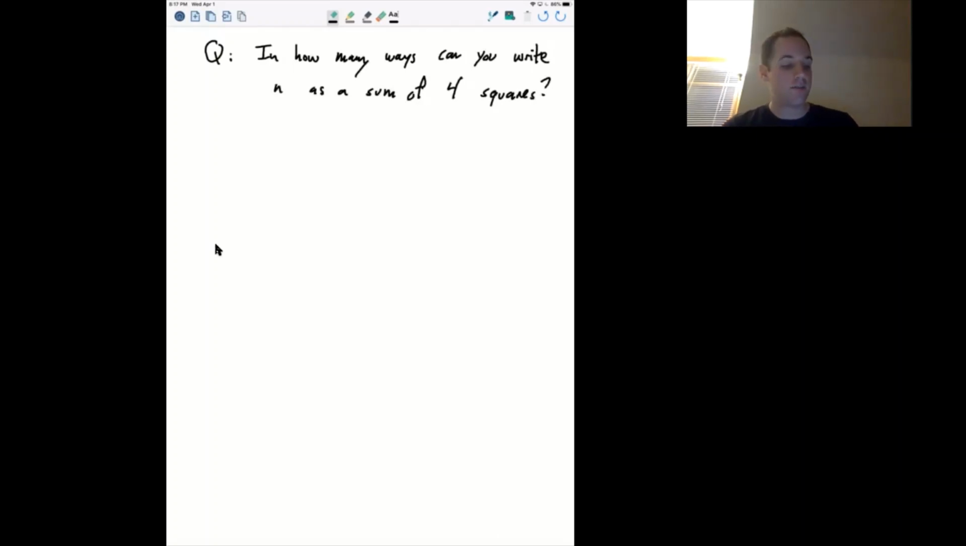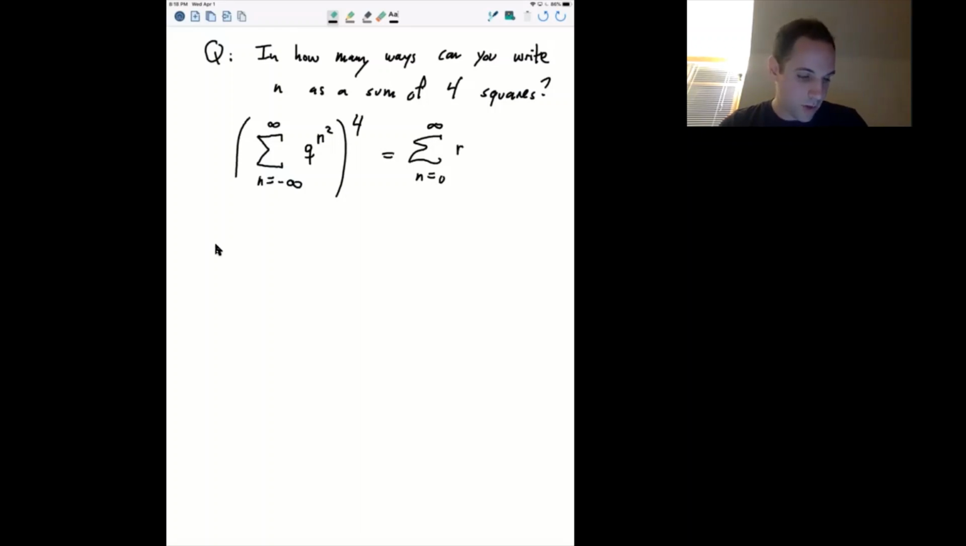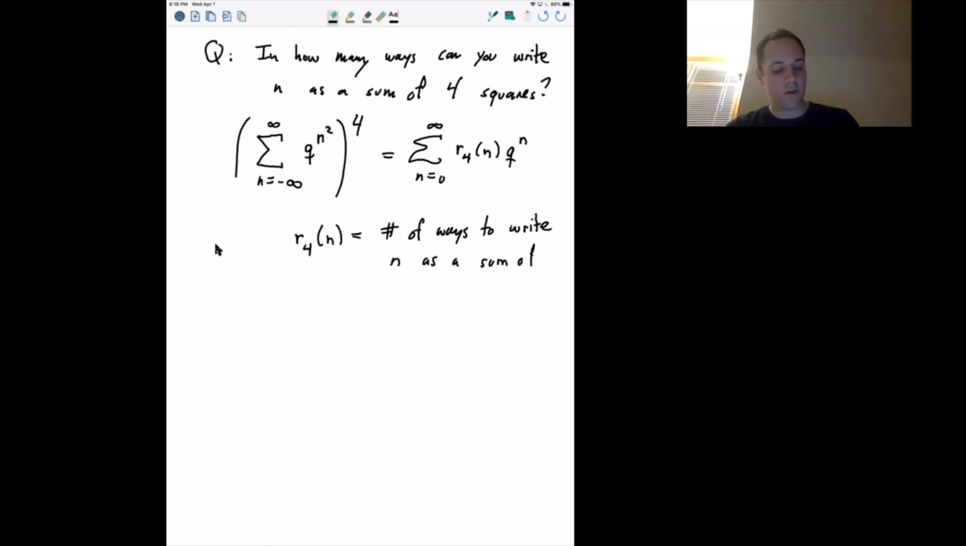Okay, and to answer that question, you use what's called a generating function, which is a trick from combinatorics. So you consider the following power series. The sum from m equals minus infinity to infinity of q to the m squared. Okay, where q is just a variable. It's a power series. And then if we raise this to the 4th power, the answer will be the sum from n equals 0 to infinity of R4 of n times q to the n, where R4 of n is the number of ways to write n as a sum of 4 squares.